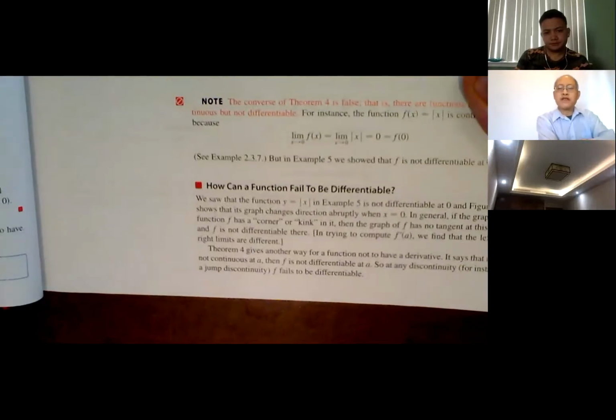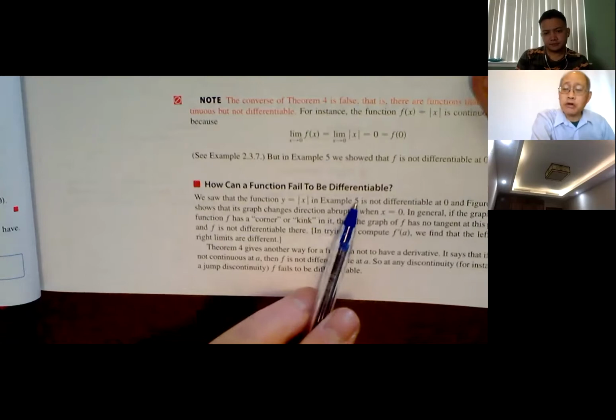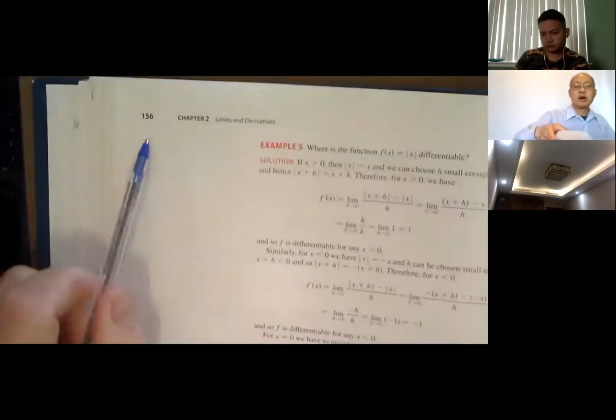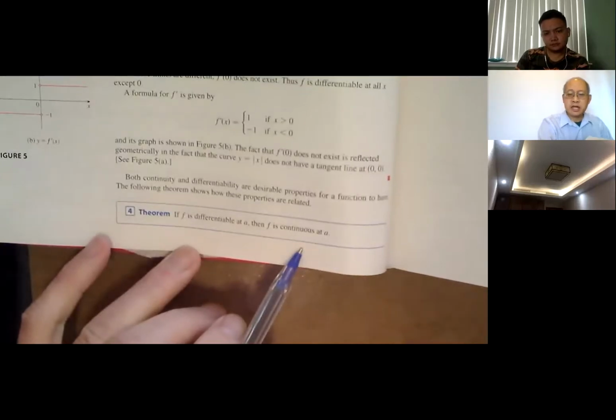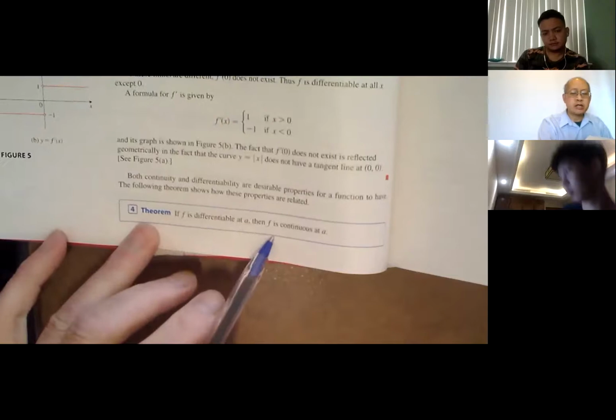How can a function fail to be differentiable? So remember, differentiable means I can draw a slope. A slope of a tangent line is one of the interpretations. So one result, page 156: if the function is differentiable at a point a, then f is continuous. So if we have a differentiable function at a certain point, it's also continuous. That makes perfectly good sense.